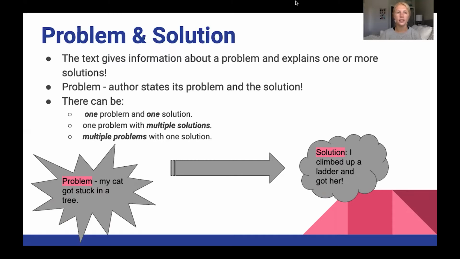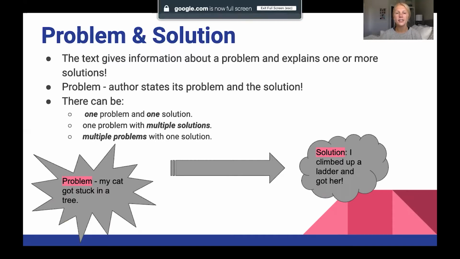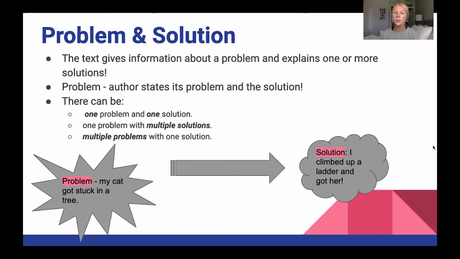So, problem and solution. The text gives information about a problem and explains one or more solutions. The author states the problem and the solution. So in a text, the author states our problem and states our solution. So we should be looking for both the problem and the solution within a text.